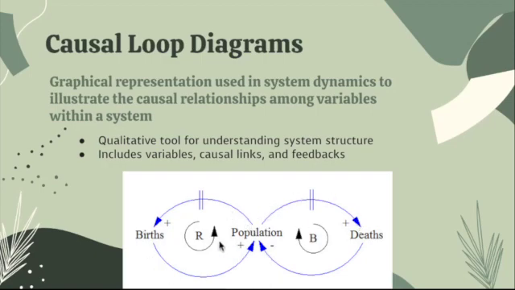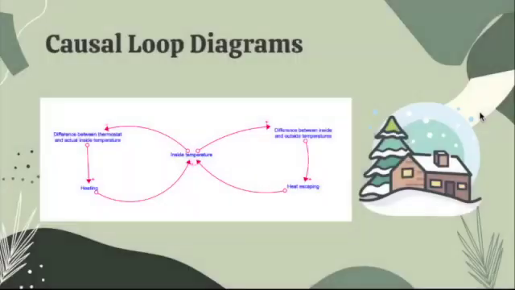And so inside these two loops, we can see one is going to be a reinforcing feedback. So as the population grows, it increases birth rate, which is going to increase the population. That's what that R stands for. And then on the other side here, as population increases, it's going to increase death rate. But as that death rate increases, it's going to decrease the population. So that's going to be a balancing feedback leading to muted effects. Let's look at another quick example.